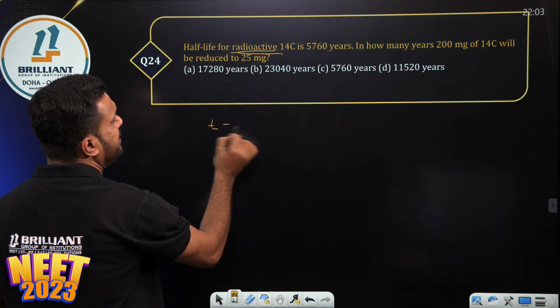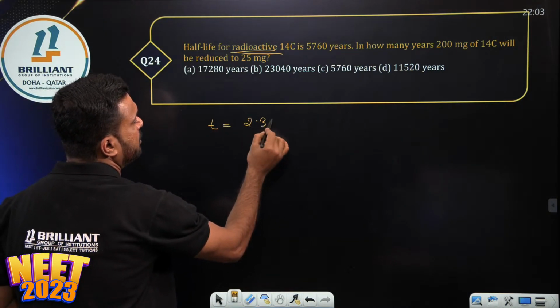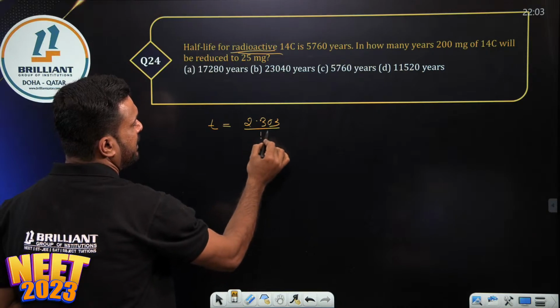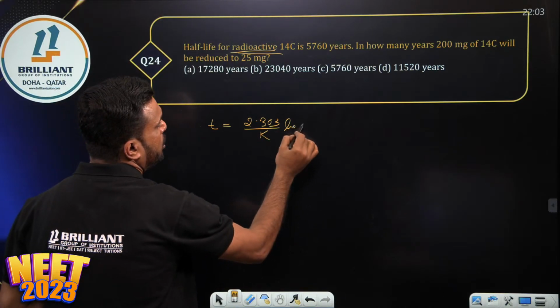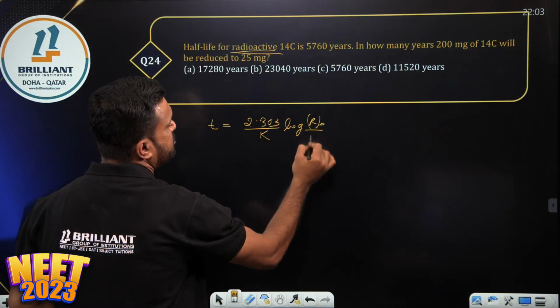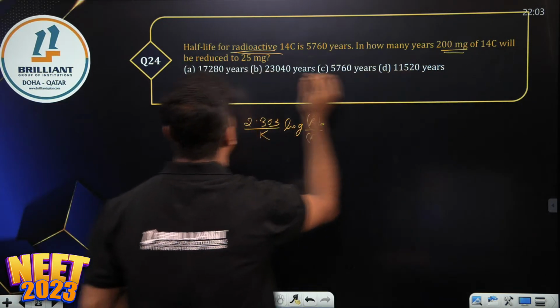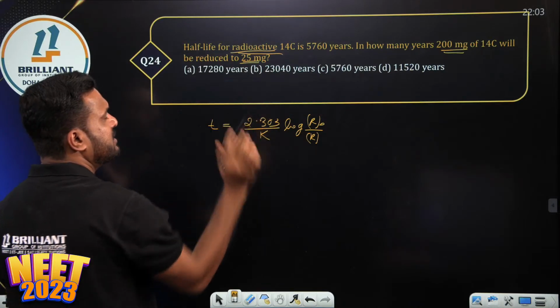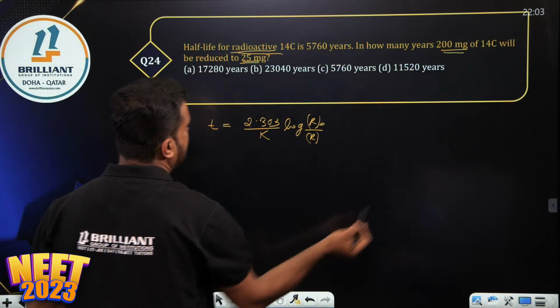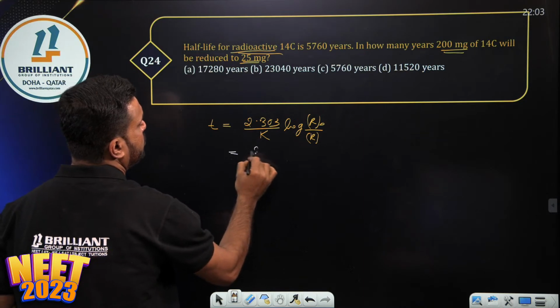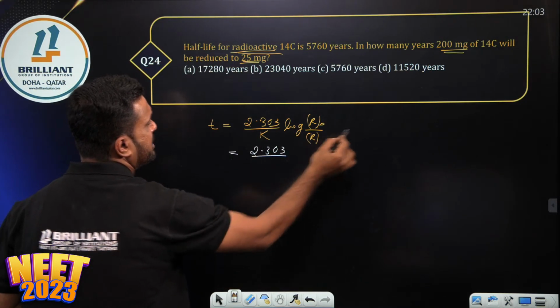We have the equation time t is equal to 2.303 divided by K, log R0 divided by R. Substitute the value. Here milligram need not be converted, because the initial and final are both in milligram. So you can take the same, no problem. Now when you substitute the value, the time they are asking is equal to 2.303 divided by K. What is the K value that comes?